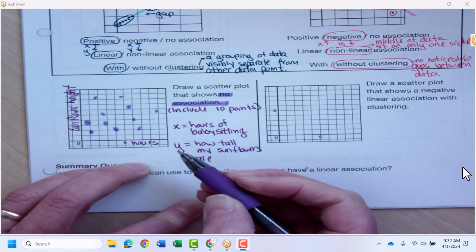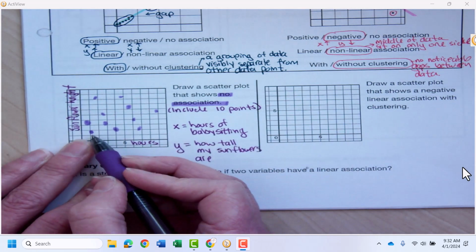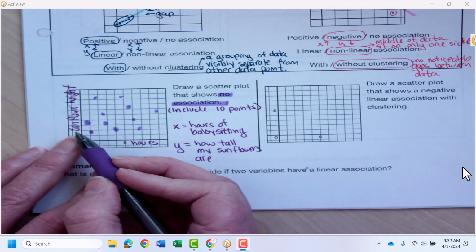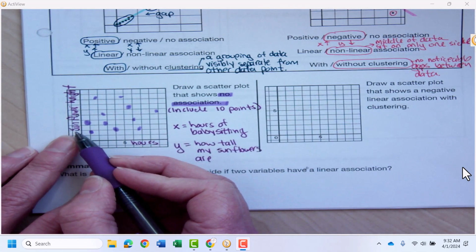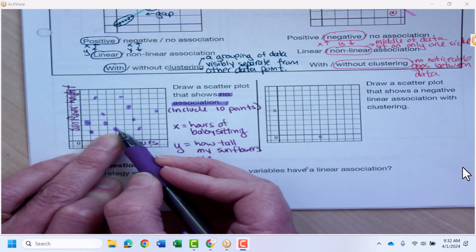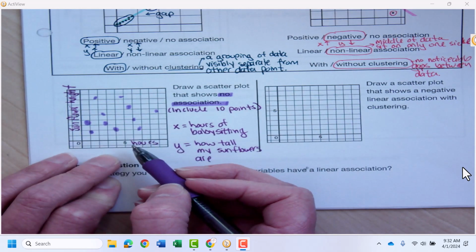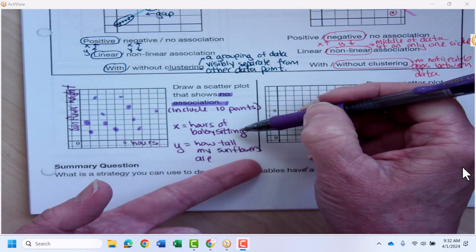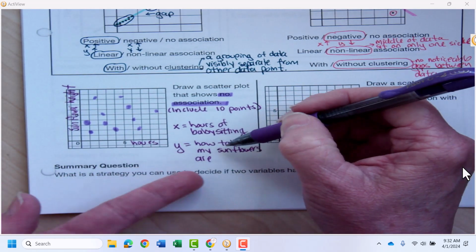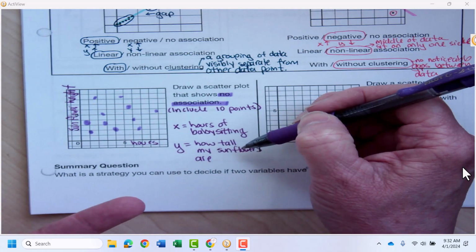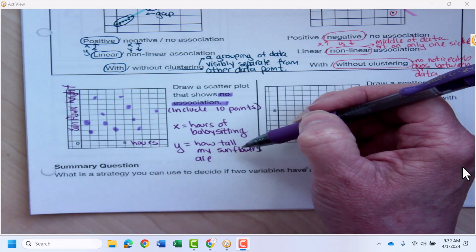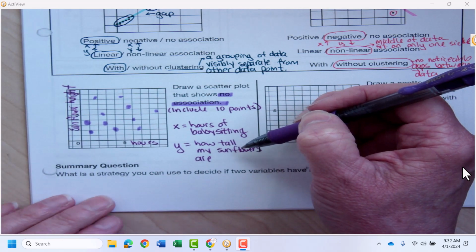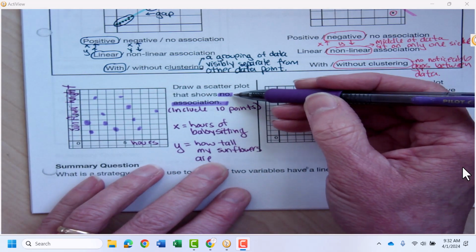So let's say we have all these babysitting gardeners and each person is asked, how many hours did you babysit and how tall is your sunflower in your front yard? All these people were asked that information. And I hope you can understand that the more babysitting you do has no influence on how tall your sunflowers are. You'd really have to work at making a connection between those two things. So this is an example of something that has no association.